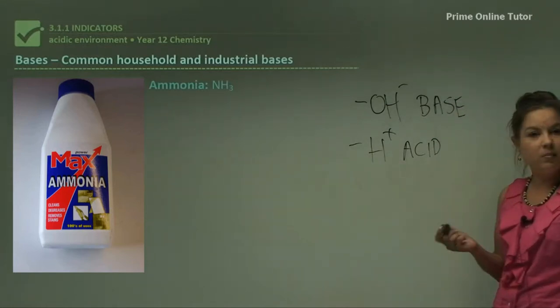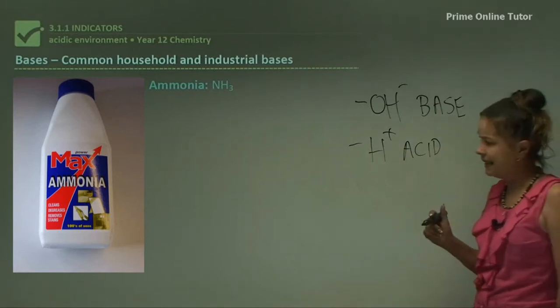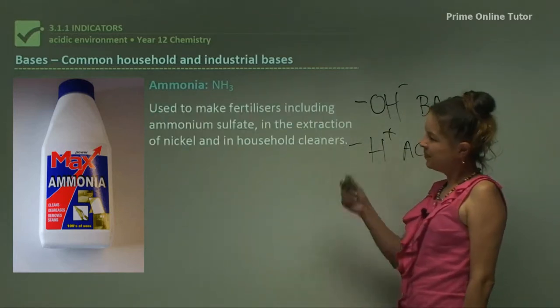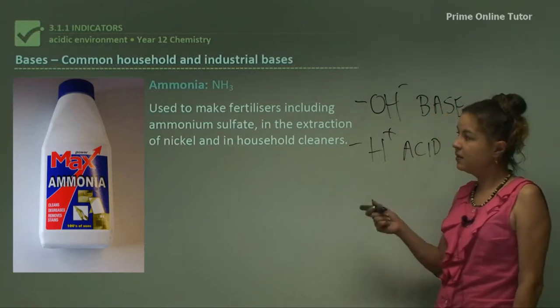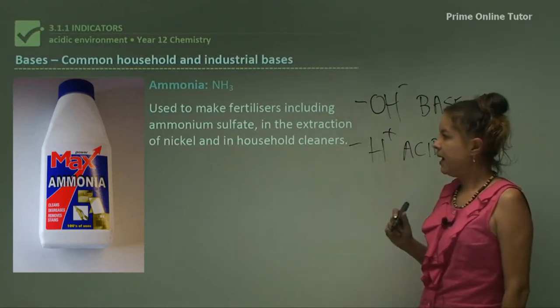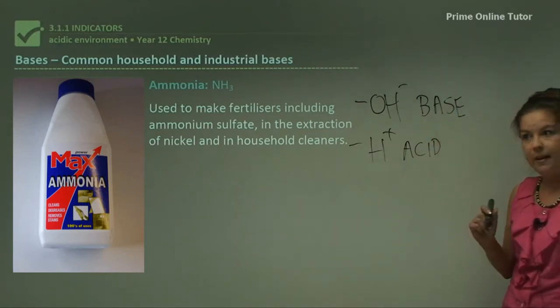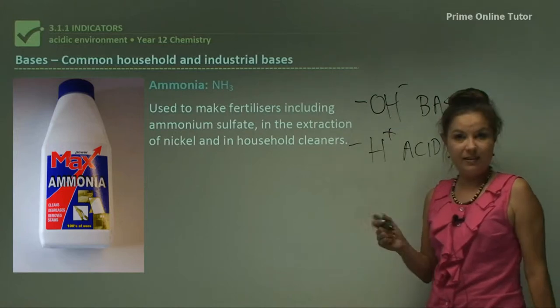Another common one, ammonia. I'm sure you've heard of it. It smells horrible, but it's a great cleaning product. So we use it to make fertilizers. Okay, so examples are ammonium sulfate, and also in the extraction of nickel in the mining industry again, and in household cleaners. It's a very good cleaner.